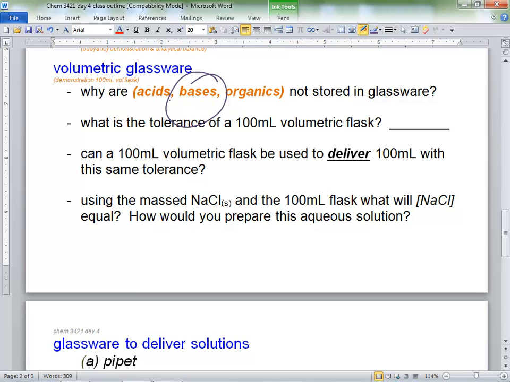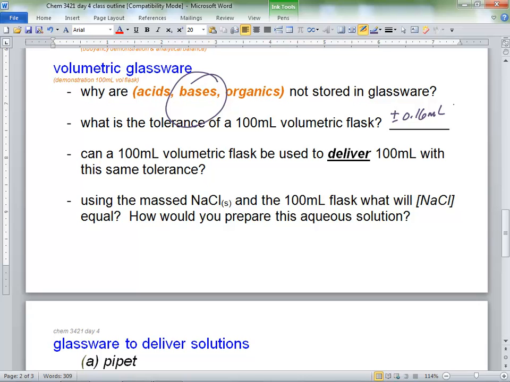What is the tolerance of a 100 ml volumetric flask? Well, Eric, what does that say? Plus or minus 0.16 milliliters. Yeah, so it depends on how much money you're going to spend on that flask. There's good ones and there's bad ones, right? That's what this one is, made by Pyrex. Okay. What does that mean, though?